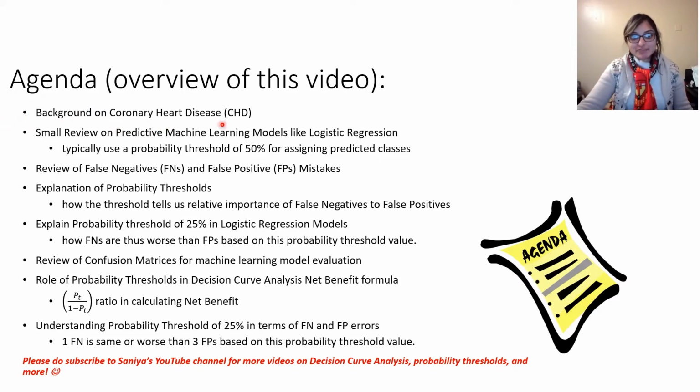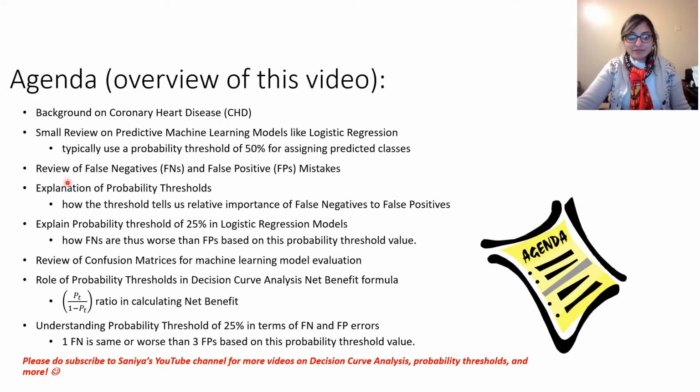I'll be giving a background on coronary heart disease, because that's our application here, the disease of focus. I'll give a little review on predictive machine learning models like logistic regression, and how those typically use a probability threshold of 50% for assigning predicted classes. Usually, if your predicted probability is greater than 50%, you are assigned to class 1, typically having the disease. And if your predicted probability is less than 50%, you are typically assigned to class 0, predicted to be negative, not have the disease.